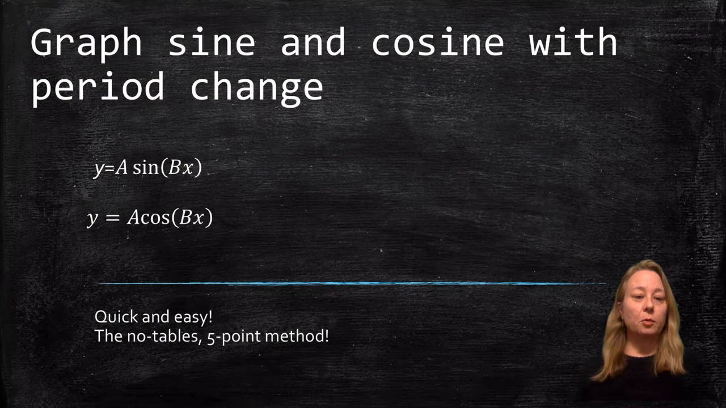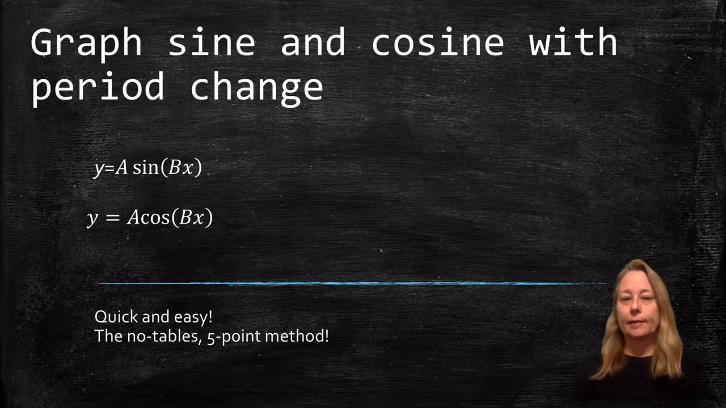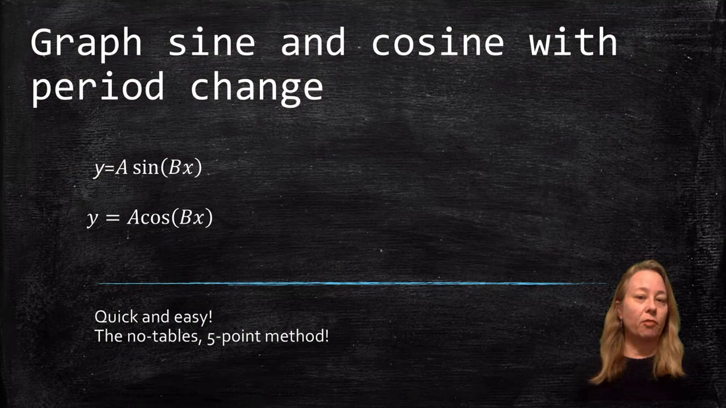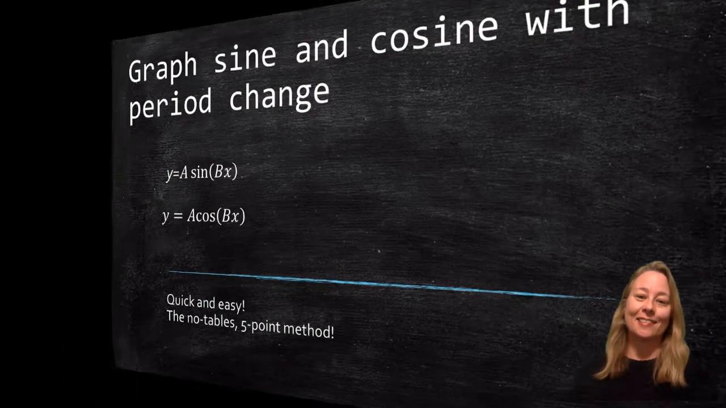In this video, we're going to investigate the graphs of sine and cosine with a period change. The equations that you see at the left involve values a and b. In a previous video, we've investigated what a does, and that creates an amplitude change. Now in this video, we'll investigate what b does to the graph and then how to graph it. Ready to get started? Let's go.